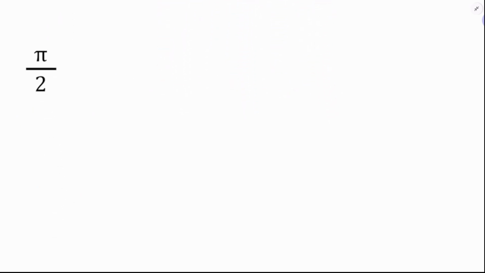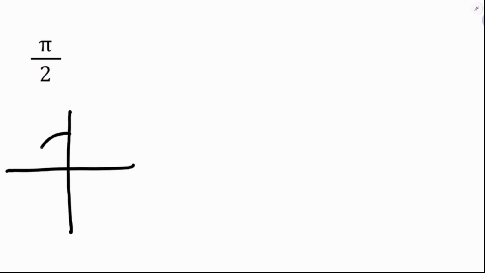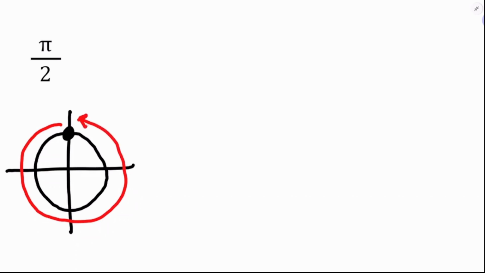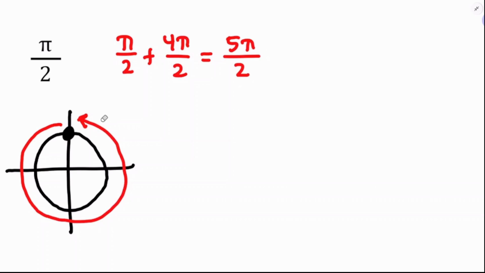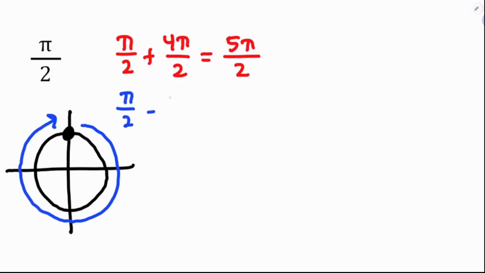And pi over 2, that one's up at the top, as we've been pretty aware of today. So if I went another trip around, I'd have pi over 2 plus 2 pi. That would be 5 pi over 2. Then if I went backwards one rotation, I'd have pi over 2 minus 2 pi. And that would be negative 3 pi over 2.